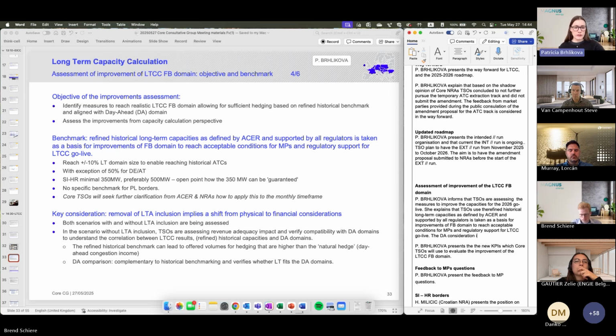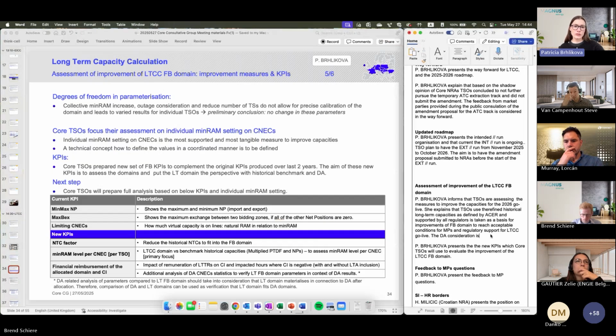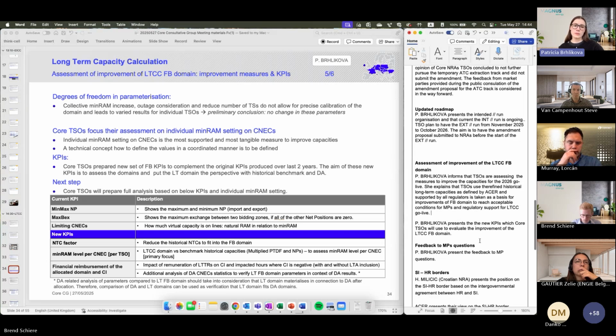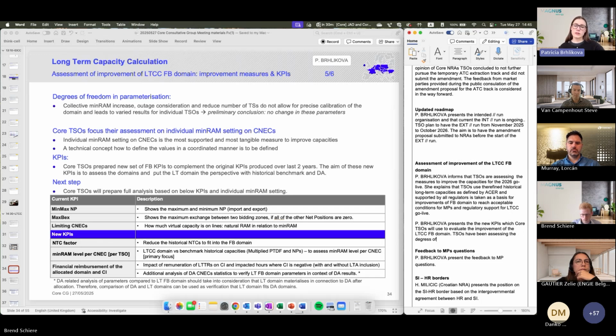Going on to the next one, to make the KPIs a bit more concrete, actually. So what we are trying to do is to assess the measures that would actually lead to this realistic LTCC flow-based domain, and how to improve the flow-based domain. So we have been, as TSOs, assessing the degrees of freedom in parameterization, which was especially targeting collective min-RAM increase, outage consideration. I think we already mentioned that last time in the CG, but also whether a reduced number of timestamps would actually be something that would help the flow-based domain.